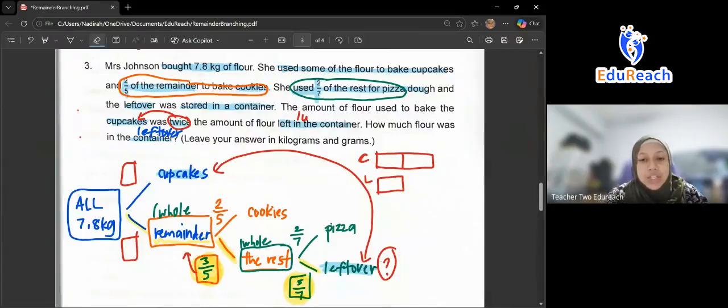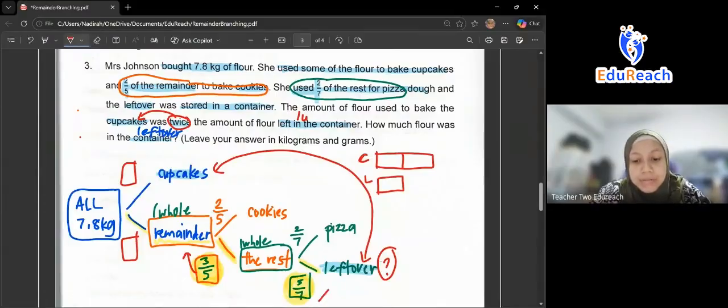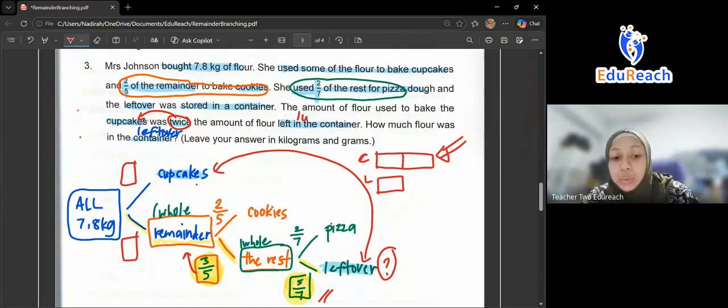Basically, I am changing the 5 out of 7 here to become a fraction of the remainder of the flour after baking the cupcakes. Okay, and actually that is very useful because then I am able to connect it to this model, because I know that cupcakes is 2 units of the leftover. Okay.